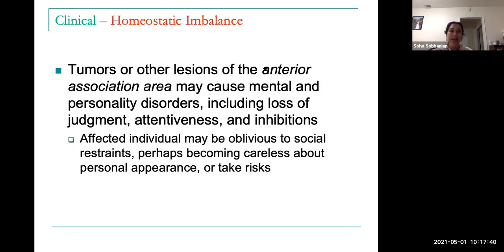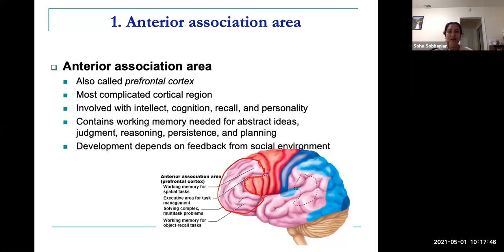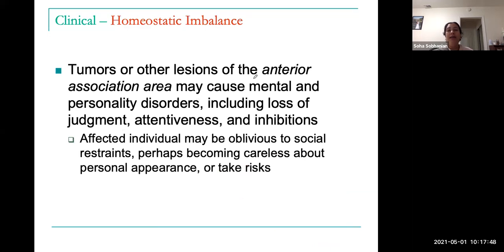Looking at this, it says tumors and lesions in the anterior association area, this whole area in front, can cause mental or personality disorders, including loss of judgment. You don't have that intellect to make that decision. You lose your attentiveness because your working memory is affected. And the inhibitions, you forget how you're supposed to act in a social setting.